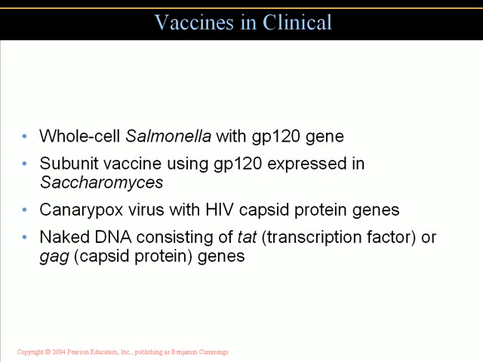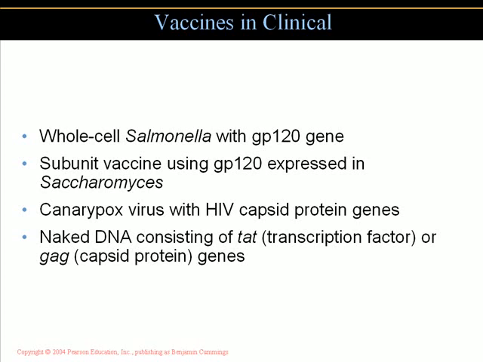Vaccines are in clinical trials at this point. Thus far, no real success has been made in the development of vaccines for HIV disease. Whole cell salmonella, GP120 gene. Remember, GP120 are the spikes that we see on the cell surface of the HIV virus that help to adhere to receptor sites on the human cells. Subunit vaccines using GP120 expressed in Saccharomyces. These are fungus that are used to provide a medium for developing vaccines.